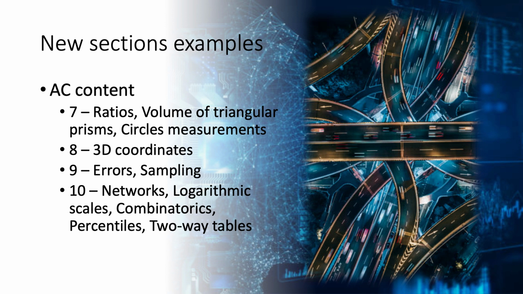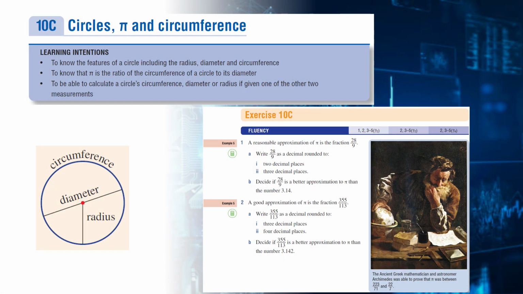Year 8, the 3D coordinates content descriptor stands out. Year 9, some work on errors and more on sampling in statistics, and there's quite a lot in Year 10 with the networks, logarithmic scales, combinatorics, percentiles, and two-way tables in statistics. So these are the things that are leading to new sections in the Cambridge series and not just refinements of existing sections. There's an example of the section that we've written for Year 7, circles, pi, and circumference.